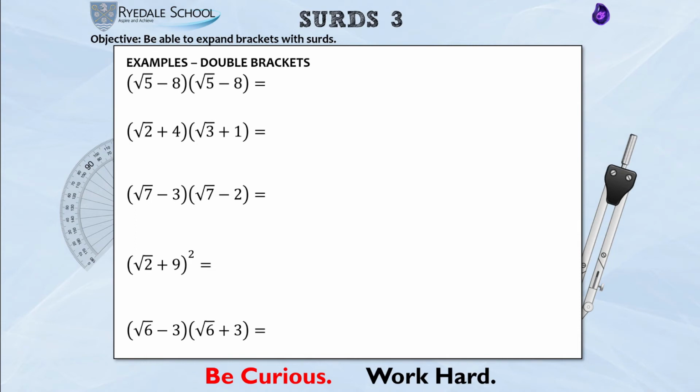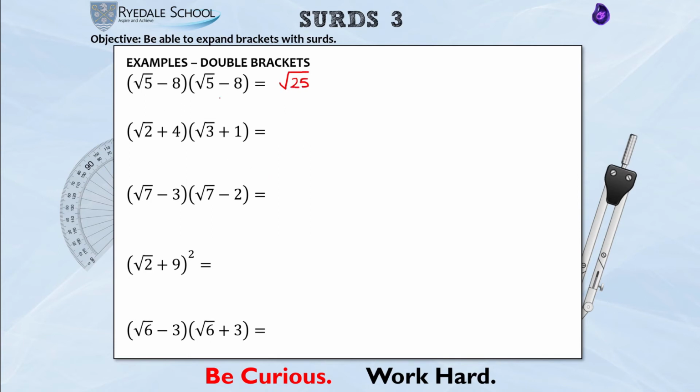So let's up the ante by having a look at some double bracket problems. And the maths that I'm going to use here is still FOIL. I'm going to be multiplying each part first, outer, inner, last, as if it was a FOIL question with algebra. I will be doing a lot of working out and simplifying as I go along. So the first question is root 5 take away 8 times root 5 take away 8. So I will do the firsts first. Root 5 times root 5 is root 25.